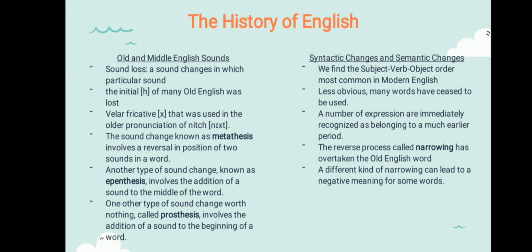The reverse process, called narrowing, has overtaken the Old English word "hund", once used for any kind of dog, but now, as "hound", used only for some specific breeds. Another example is "mete", once used for any kind of food, which in its modern form "meat" has been restricted to only some specific types.